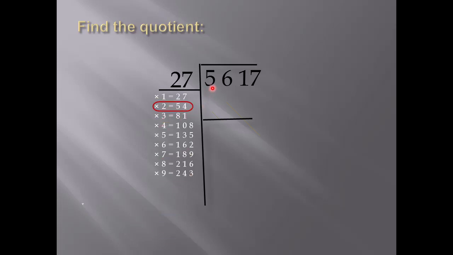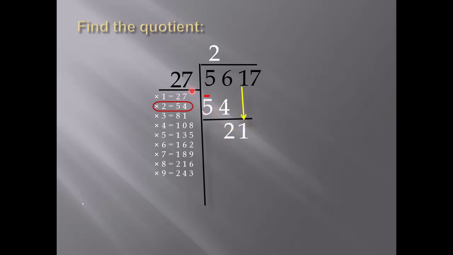Okay, let's start with 56. We have two digits here, so I'll take two digits. 56. The nearest number here is 54. So I take 2. I write 2 in the quotient up. 2 times 27 is 54. I write it here, then subtract. 56 minus 54. Yes, 2.